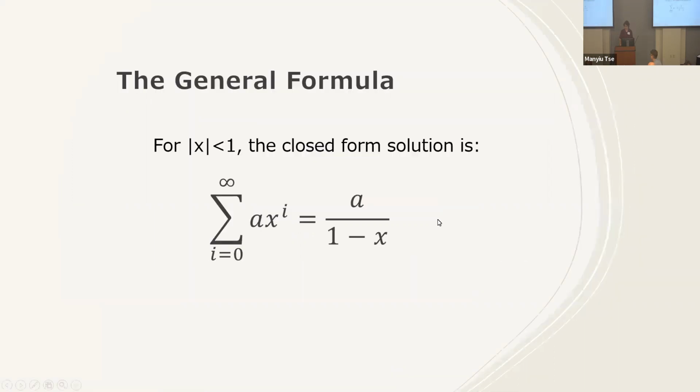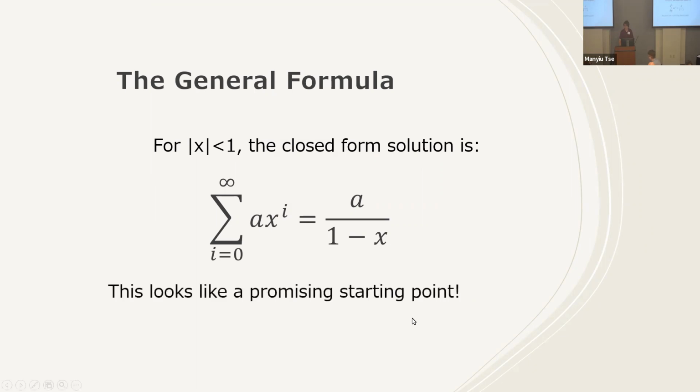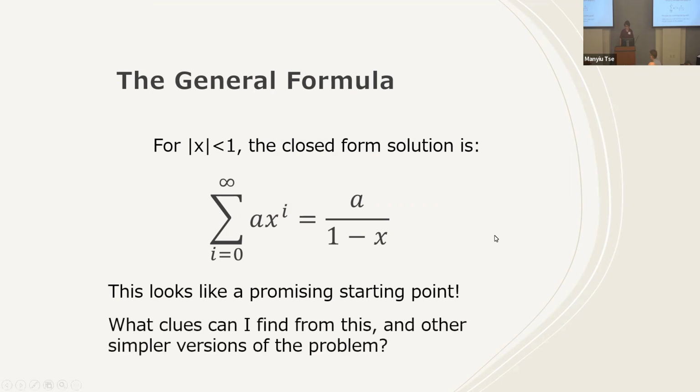And so using that and the general formula for the geometric series, where the absolute value of x is less than 1, it converges to a over 1 minus x. I thought this is a promising starting point for me. This looks good. And I thought, what clues from this and other simpler versions of the problem can I look at to give me inspiration for what kind of pattern is generated?